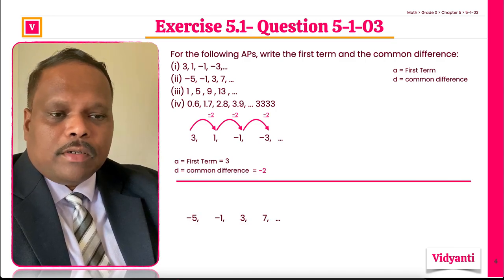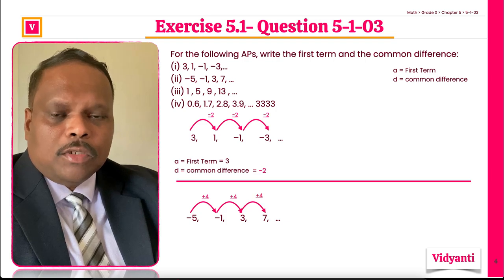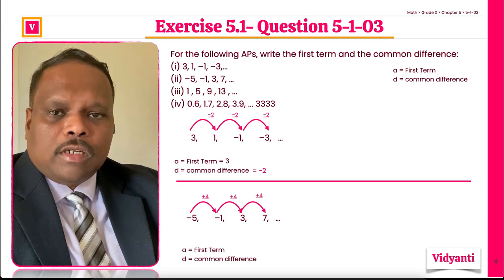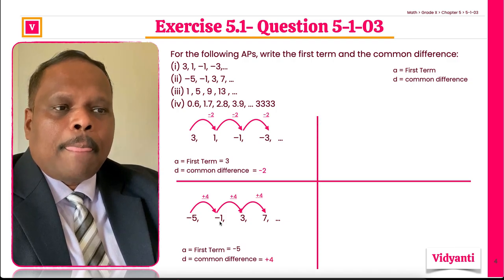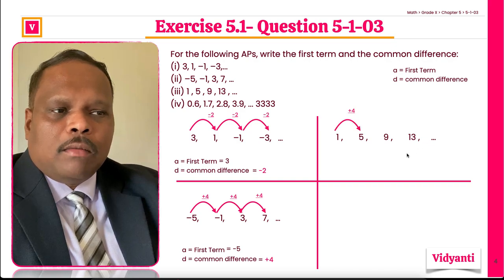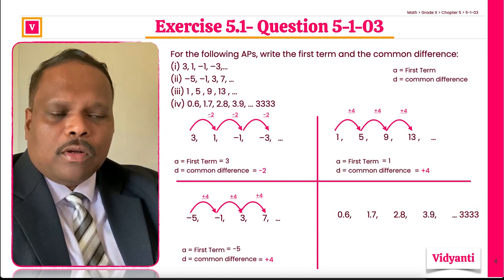Let's see the second example: -5, -1, 3, and 7. Well, if you start with -5, in order to go to -1, you have to actually add +4. And the same thing is true for next terms. So here, the first term is -5 and the common difference is +4. Let's see the next example, 1, 5, 9, 13. Here you have to add +4, just like the previous one. And the first term will be now 1 and the common difference will be +4.